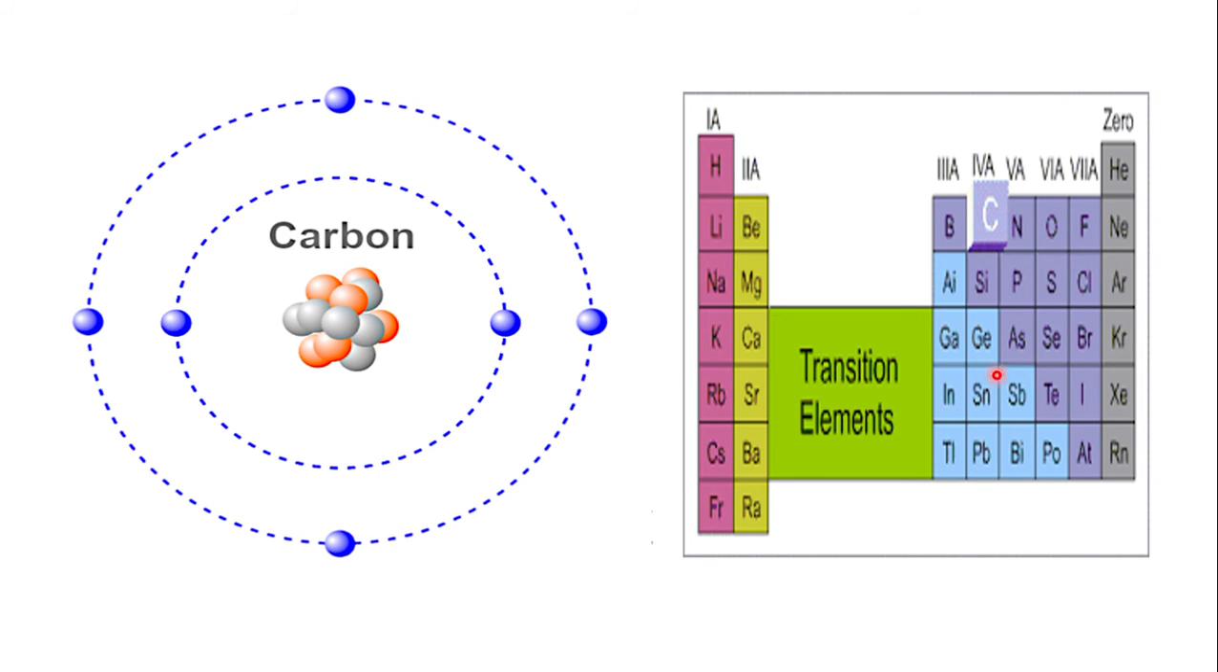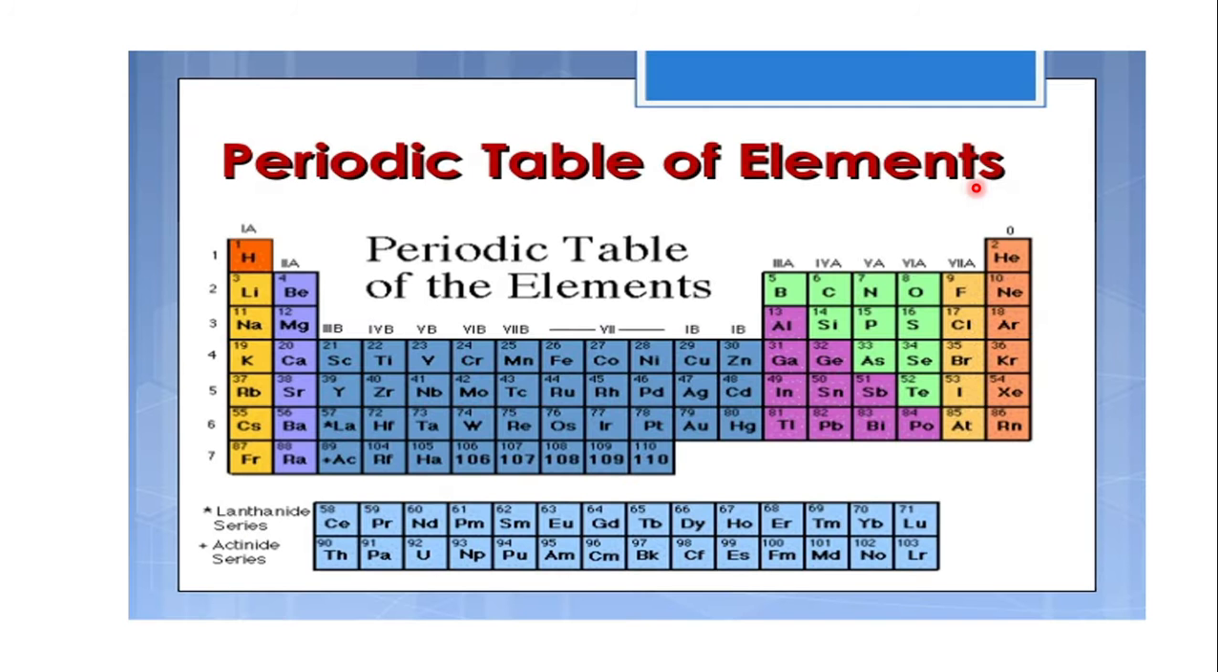These elements in the carbon family will have the same 4 valence electrons, and they will exhibit similar properties, and that is why they are placed in the fourth column, since they have the same valence electrons as you see here.